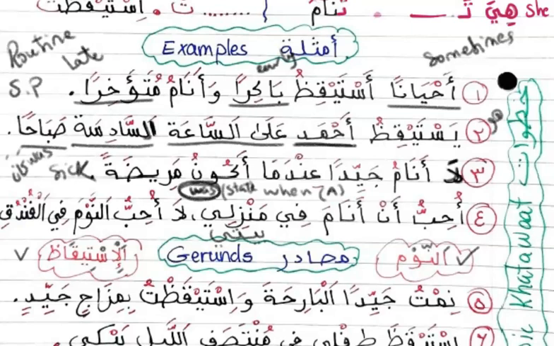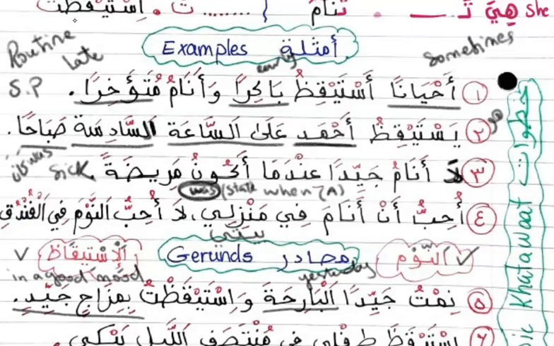الجملة الخامسة, the fifth sentence. نمت. So I already conjugated the verb نام in the past earlier. So here نمت, I slept. نمت جيدا البارحة. I slept well yesterday. البارحة. Yesterday. And here's another time expression. نمت جيدا البارحة واستيقظت. And I woke up بمزاج جيد. That's a phrase referring to in a good mood. So I woke up in a good mood.